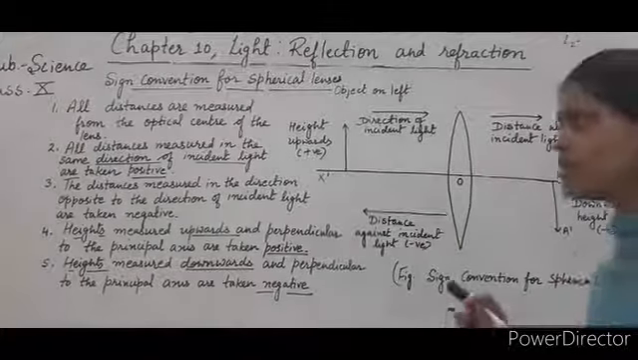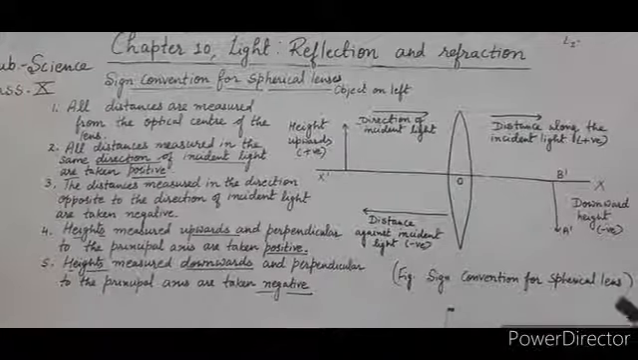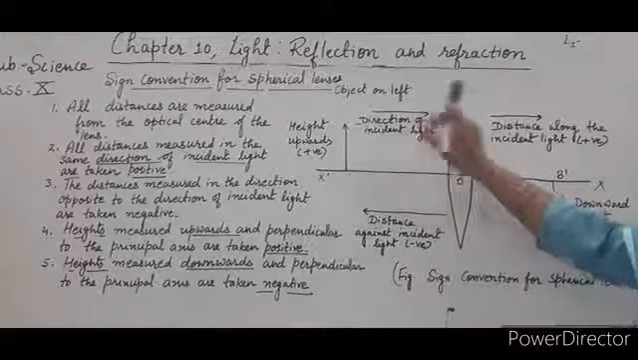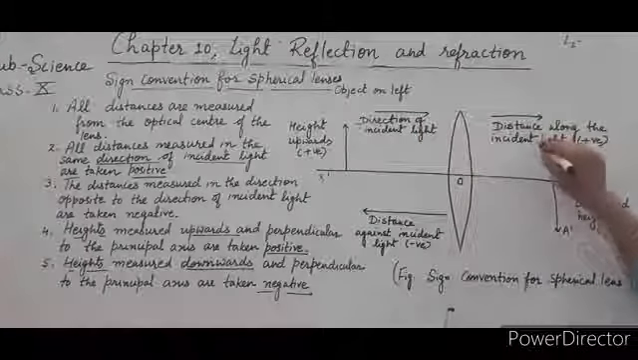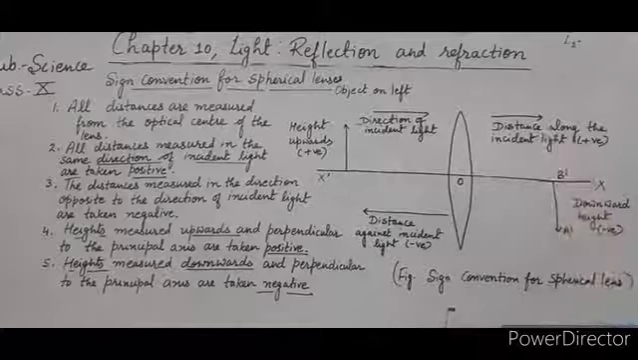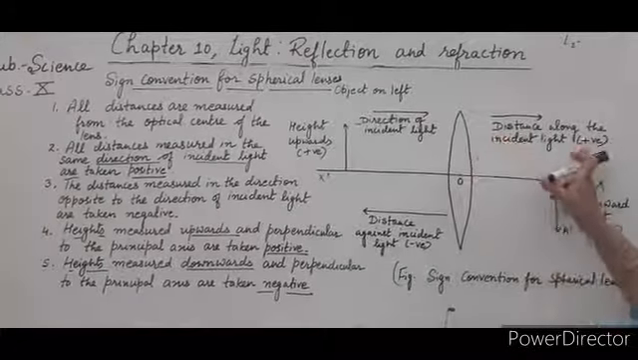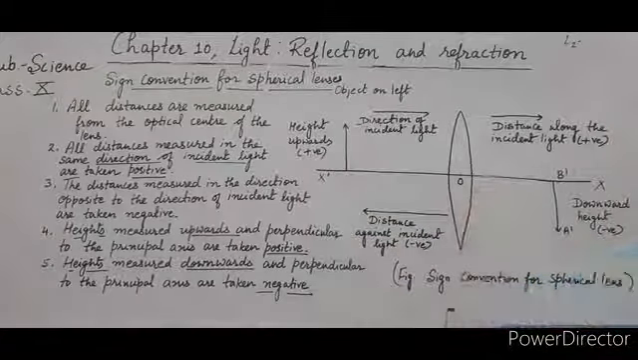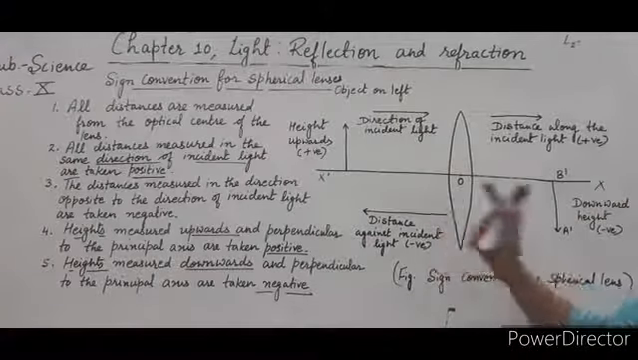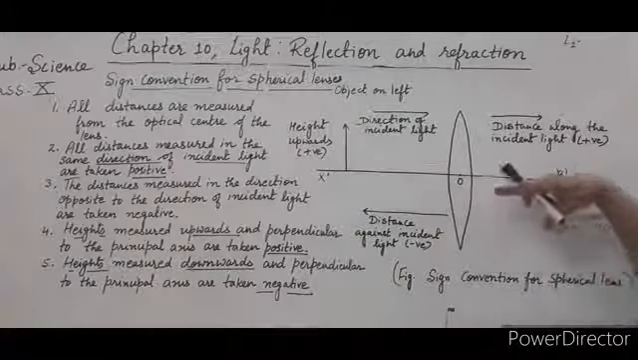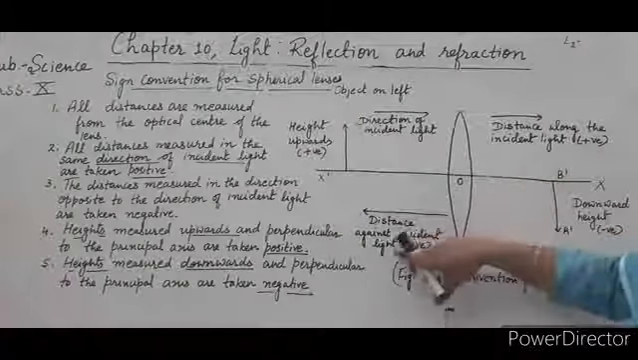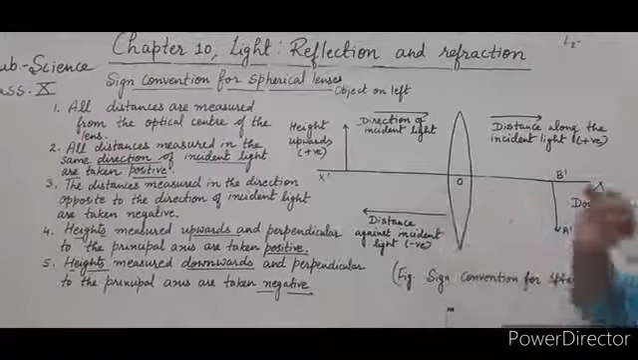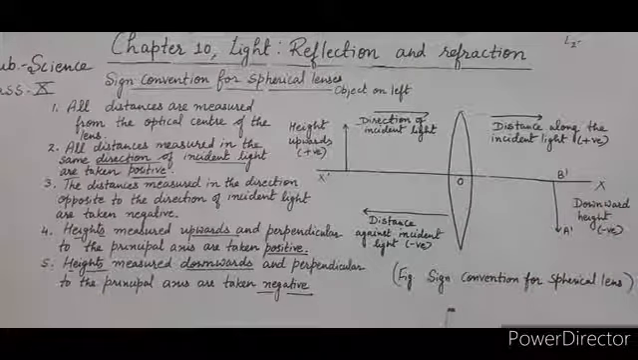All distances measured in the same direction as the incident light are taken as positive. This is the direction of incident light. So the direction along the incident light is taken as positive. And distances measured opposite to the direction of the incident light are taken as negative. This arrow shows the direction against the incident light, so they are taken as negative.